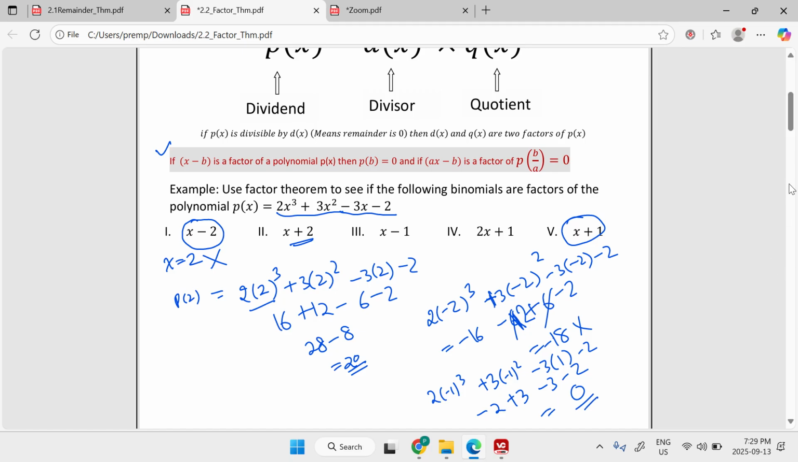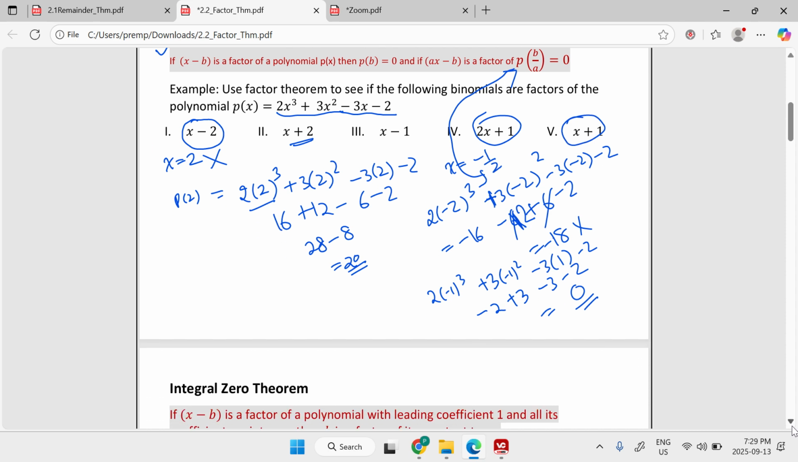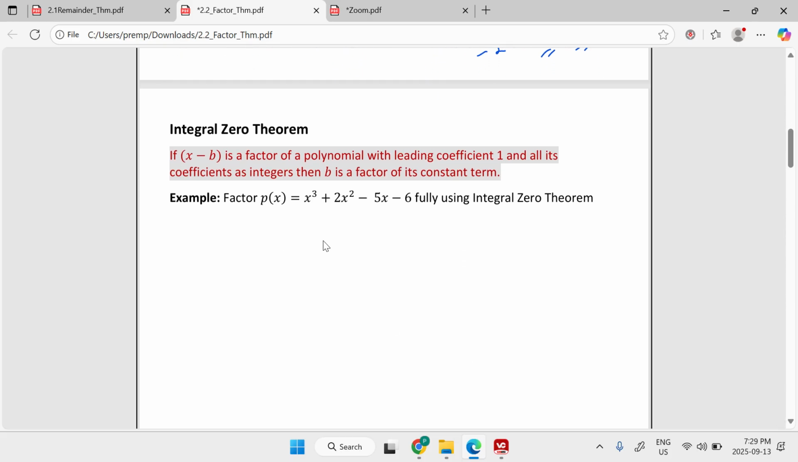So that way you can figure out the factor. And for this expression, what you are going to do now, you are going to plug x equal to -1/2, and that is corresponding to this. If you have ax plus b or x minus b, then again filter out the value of x and plug it back. That's the same thing. Okay, so go through this question, and remember this is the integral zero theorem.